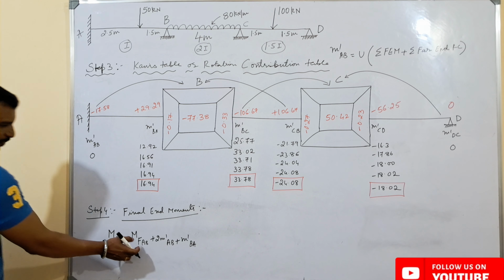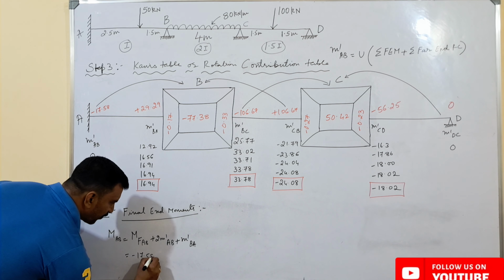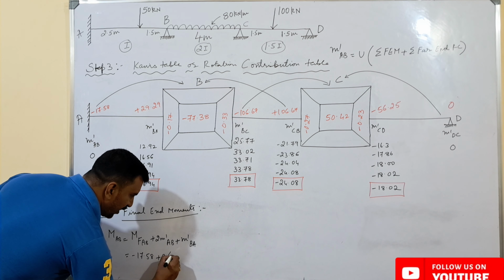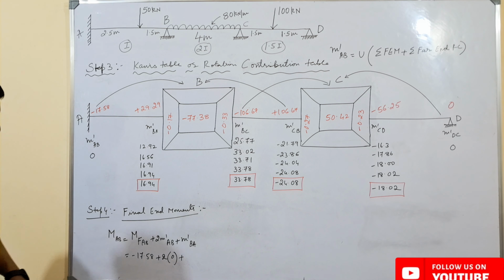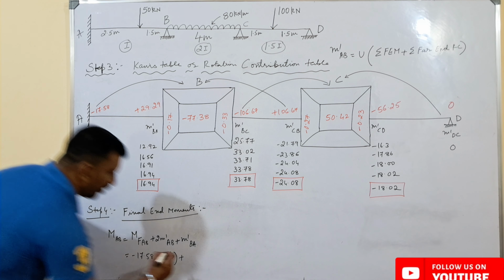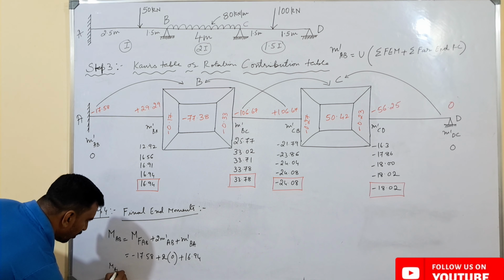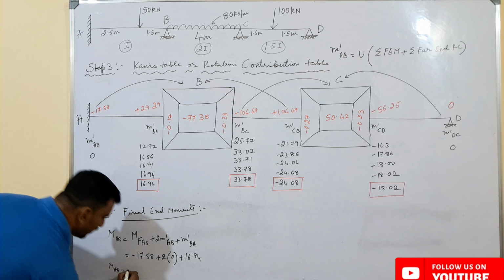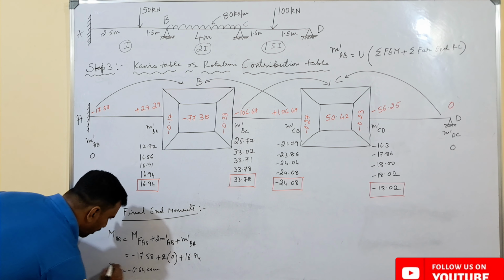So the fixed end moment about point A to B we know, which is minus 17.58, plus 2 times the rotation contribution about the near end, which is 0, that is M dash AB, plus 1 times the rotation contribution about the far end, we have got the value here, that is 16.94. So the value will be equal to minus 0.64 kilonewton meter.